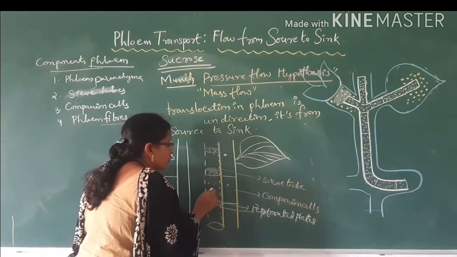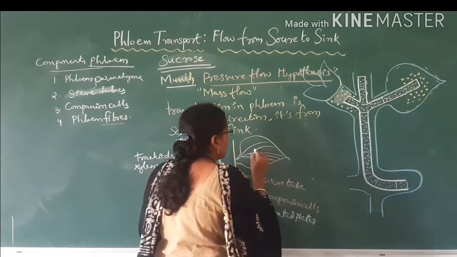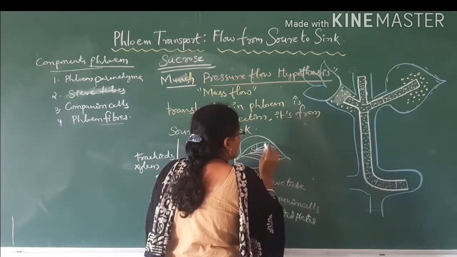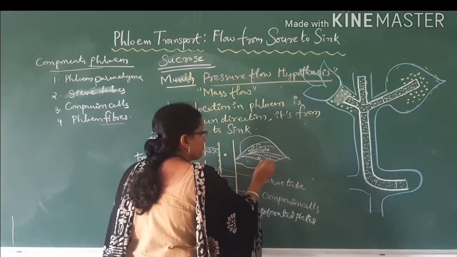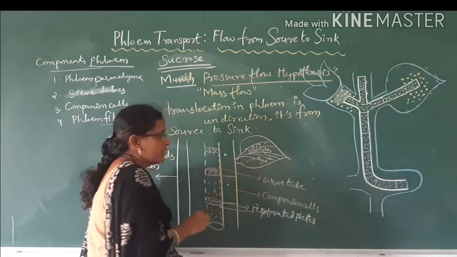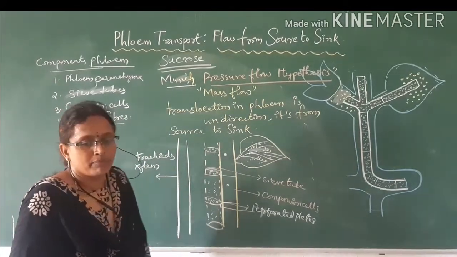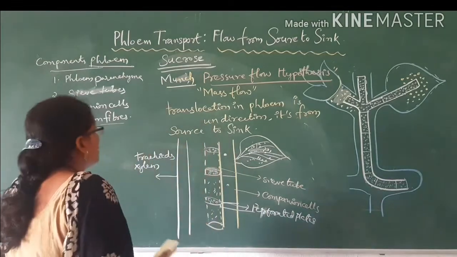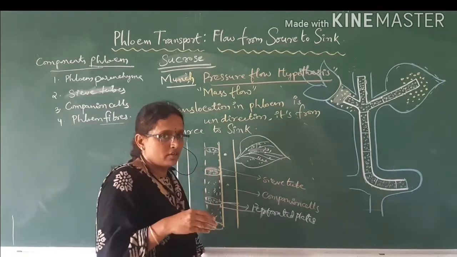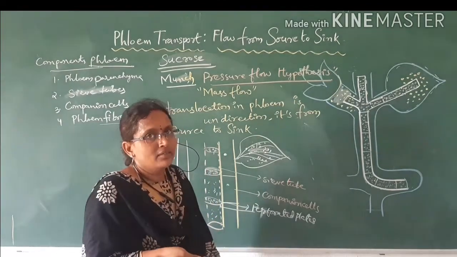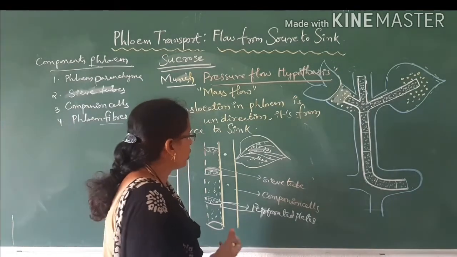When food materials are prepared in the leaves, they are stored in the form of starch. As we know, when food materials are formed in leaves, how will they come into the phloem? When they are coming into the phloem, that is called phloem loading. When they are released outside into the part where they are required, that is called unloading.